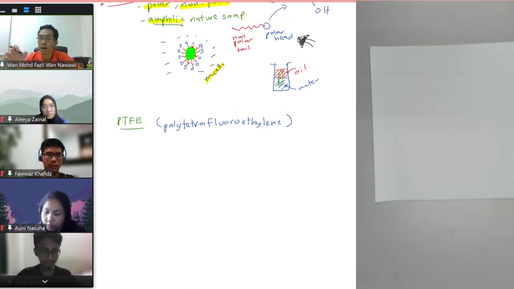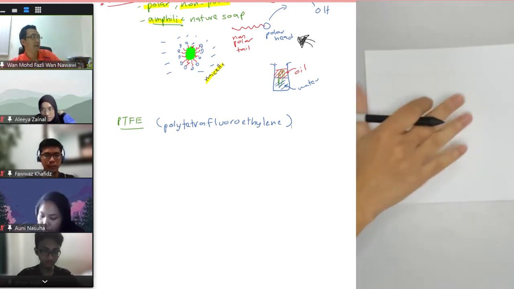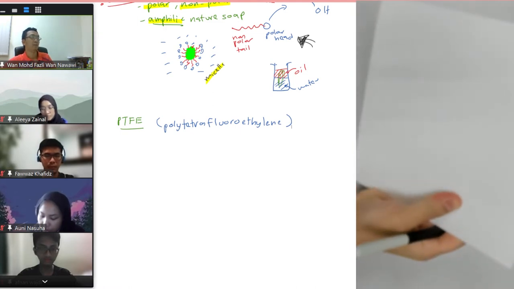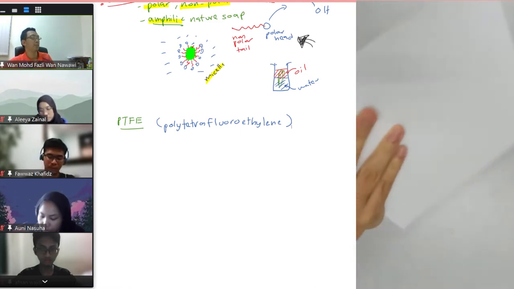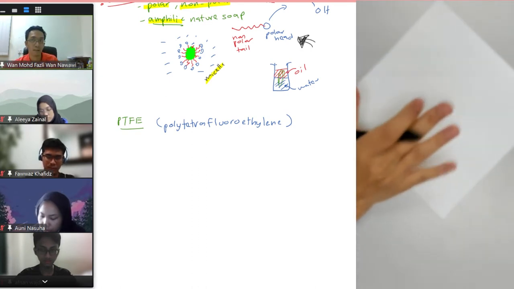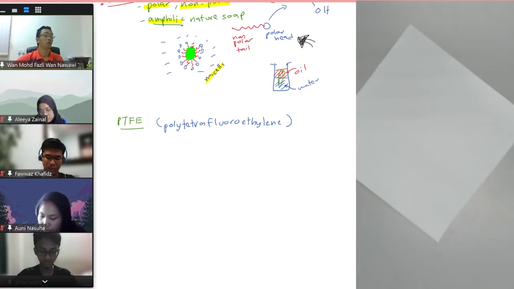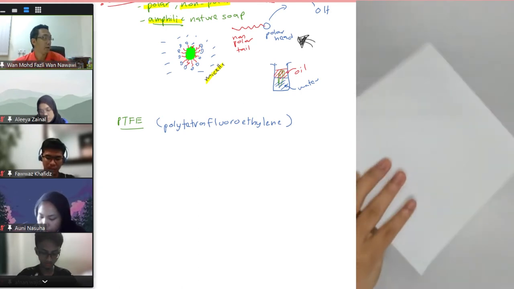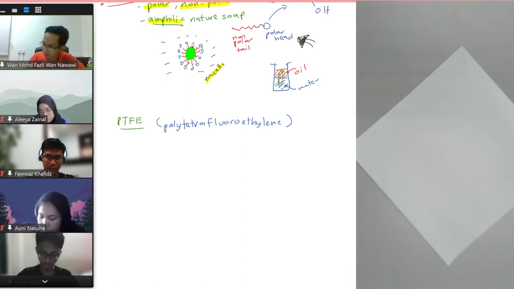PTFE, why I bring this polymer now is because in the lab, this PTFE thing, some people call it the king of polymer. The king of polymer, because there are a lot of uses of this PTFE. In the lab, this is expensive, but of course it is very useful, especially in the lab and so on.